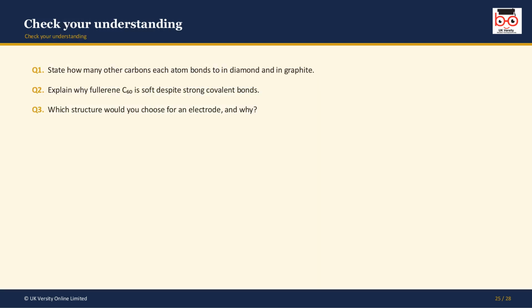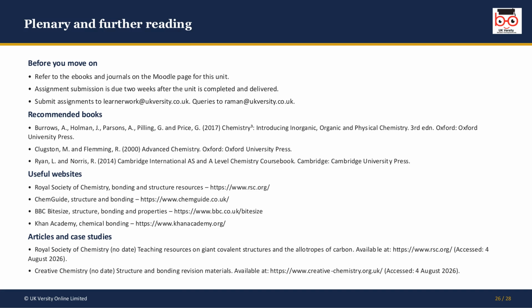Let's check your understanding one more time. First, state how many other carbons each atom bonds to in diamond and in graphite. Second, explain why fullerene C60 is soft despite having strong covalent bonds. And third, which structure would you choose for an electrode and why? Work those through.